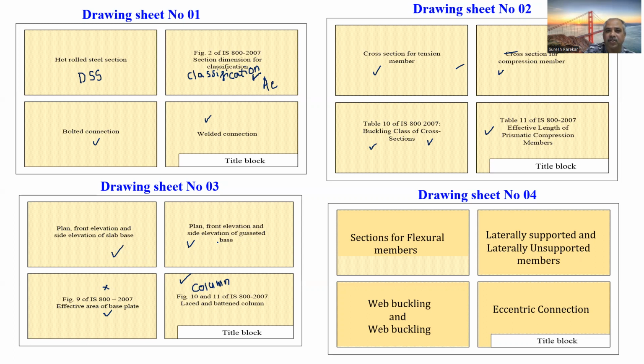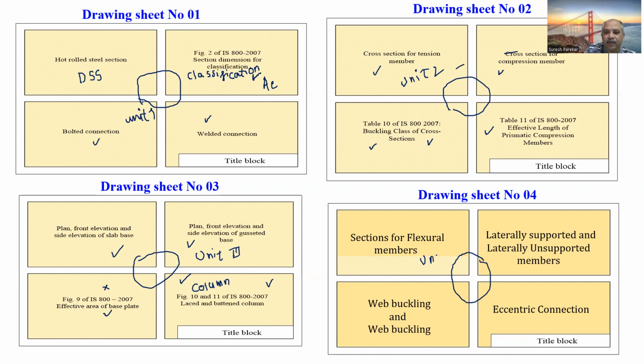This is your unit number 3. So if you see this part carefully, this part is unit 1. Then we have this part along with this column, which is unit 2. Then we have this part, which is in unit number 3. So we are going serially, and now we are with flexural members, that is unit number 4. Actually this eccentric connection is not in our syllabus, but we require it for gantry girder, and that is a prerequisite. You should know about it.